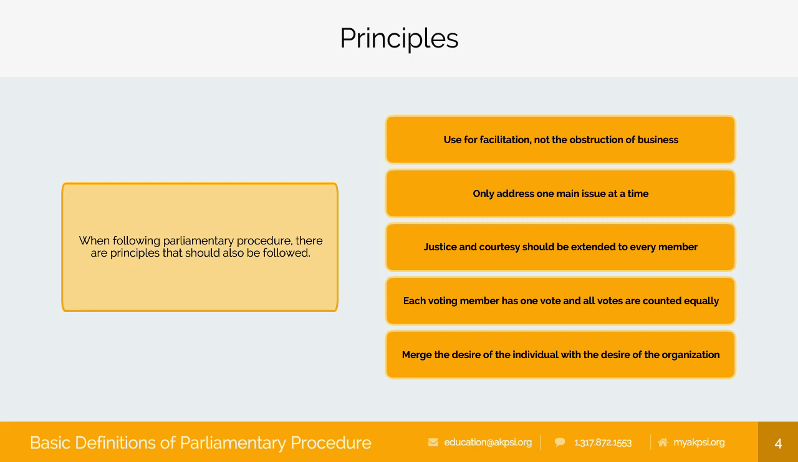Each voting member has one vote, and the votes of all voting members are counted equally. Parliamentary procedure does not allow for absentee voting or voting by proxy. If you are not present at the meeting the vote is taken, nobody is able to make a vote on your behalf, and you do not get a vote.